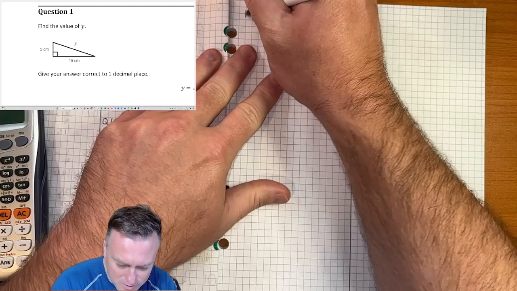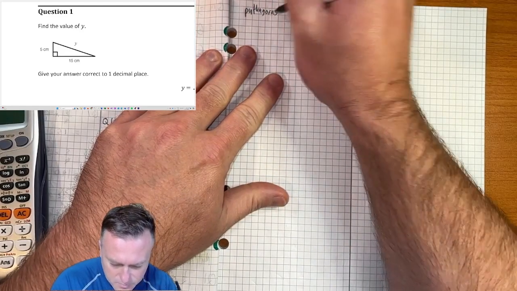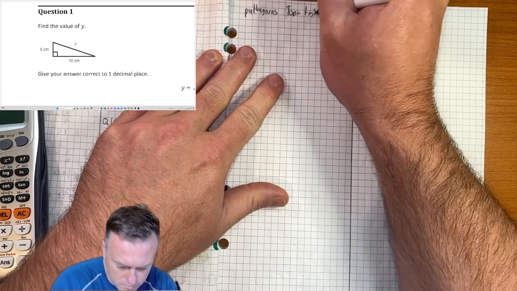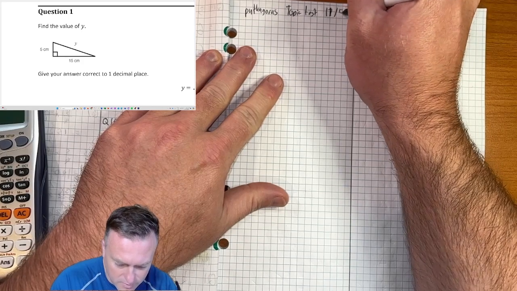So we're going to call this Pythagoras Topic Test. And we're going to do this on the 11th of the 5th.